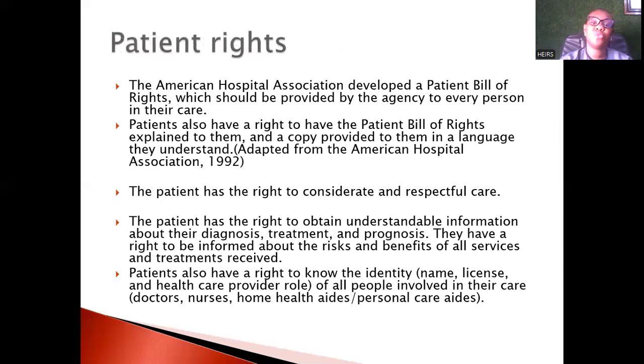Now, what are your patient's rights? The American Hospital Association developed a patient bill of rights which should be provided by the agency to every person in their care. Patients also have a right to have the patient's bill of rights explained to them and a copy provided to them in a language they understand. So your patient has the right to considerate and careful care. Your patient has the right to obtain understandable information about their diagnosis, their treatment, and their prognosis.